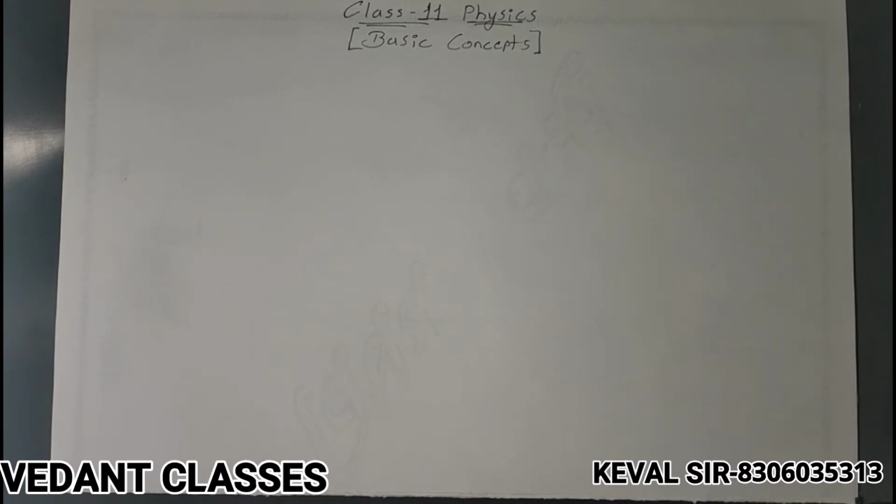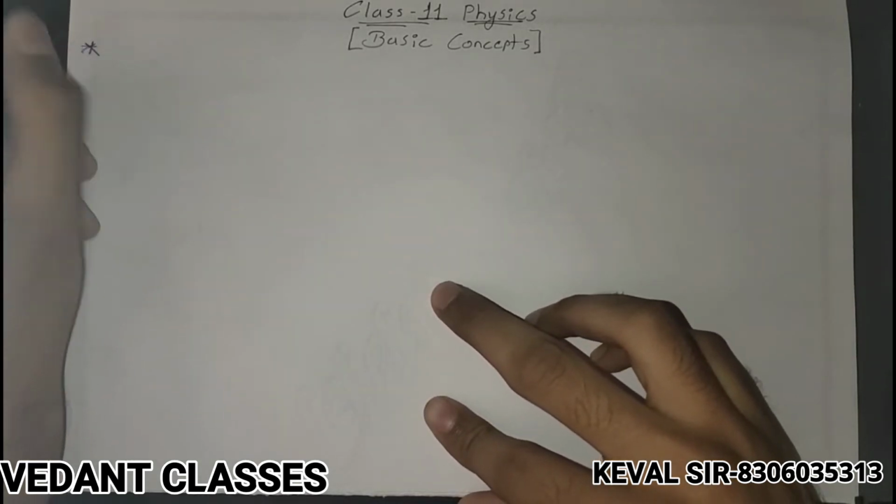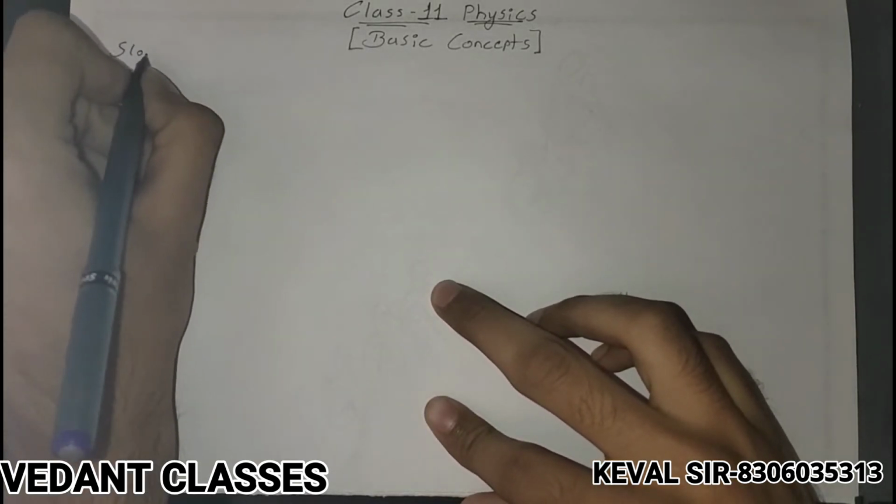Okay, so today we will start with the class 11 physics, the basic concepts which are very important for physics. Students usually don't learn these topics well during the beginning of their science journey. So let's start with a few basic topics, that is slope and differentiation, in this lecture. Okay, so let's start with the slope first.